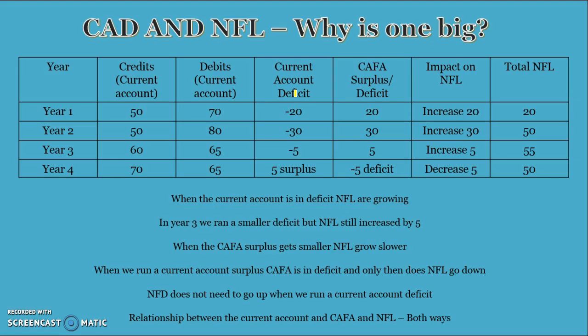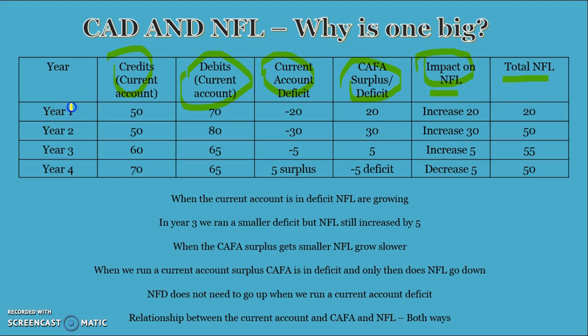So here's a long graph with lots of different things in it. We've got the credits in the current account here, your debits in your current account, the current account deficit or surplus, your CAFA surplus or deficit, your net foreign liabilities, the impact on net foreign liabilities in that year, and your total net foreign liabilities.